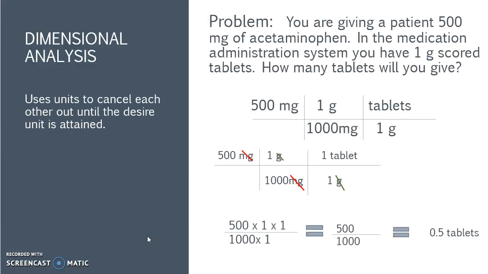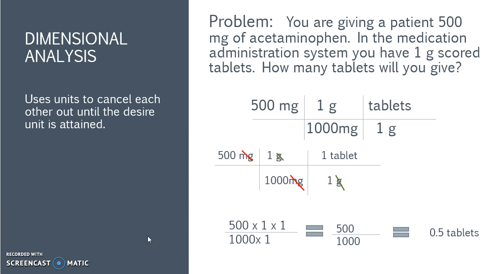In dimensional analysis, you use units to cancel each other out to get the desired unit that you need. An example: you are giving a patient 500 milligrams of acetaminophen, and in the medication administration system, you have 1 gram scored tablets. How many tablets will you give?